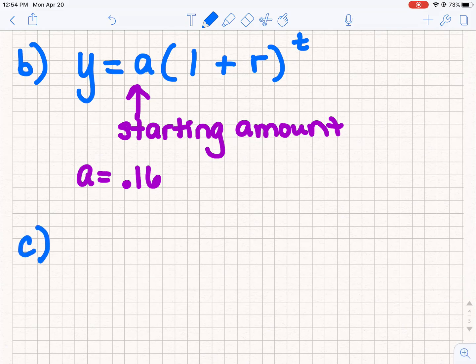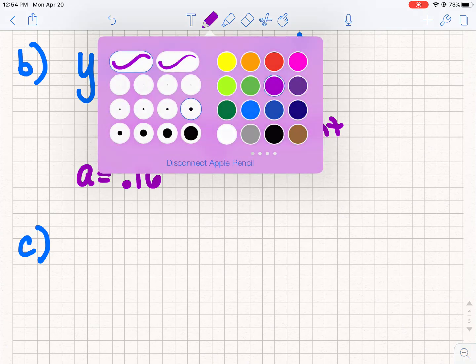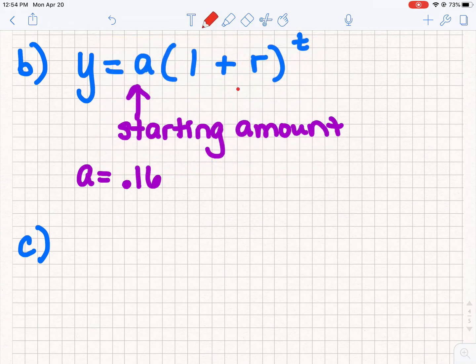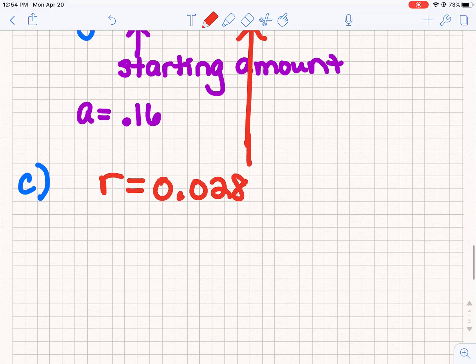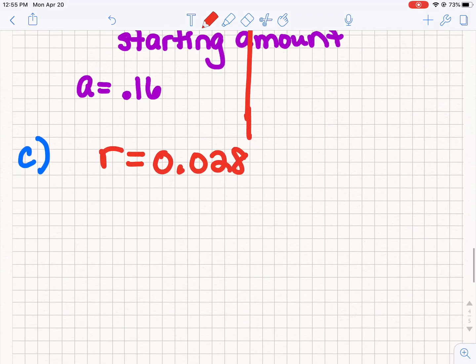And then C says, according to the model, what is the percent increase each year? Well, the percent increase comes from our R. So in this case, we have to look at what the R was in our original formula. In our original formula, the R was 0.028. Well, that's not the rate. That's the decimal. I want the percent increase each year. Well, to change a decimal to a percent, you times by 100. And the percent increase each year was 2.8%. And then you needed to explain how you did that, somehow, in words.